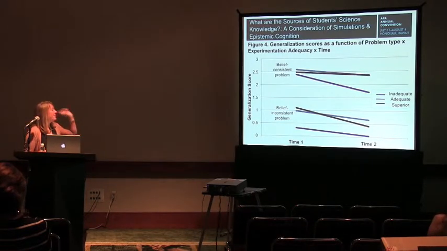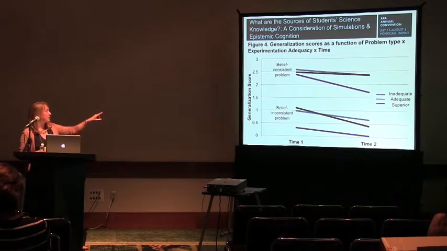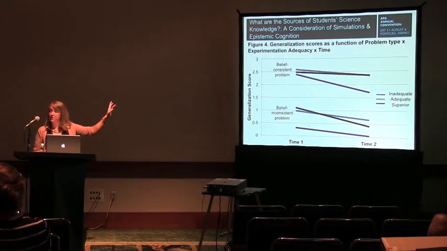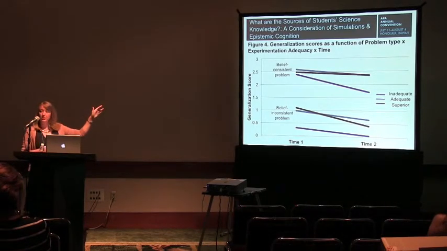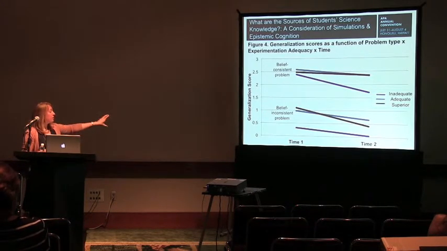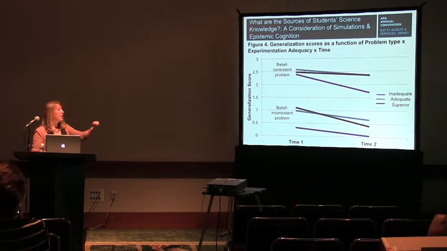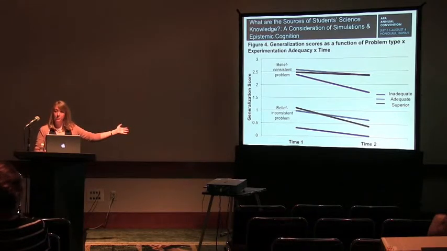So at the top here, we've got the belief consistent problems clustered, and they're the inadequate, adequate, and superior experimenters. Generalization scores, remember, range from 0 to 3, 0 being none correct, 3 being all correct. As we expect, belief consistent, they're performing better on those problems, so that's why they're hanging out at the top in that cluster. Belief inconsistent, they're not performing as well, and so they're clustering down at the bottom. We see the effect of time that we expect with learning from time 1 to time 2. There's a decline across all of these.